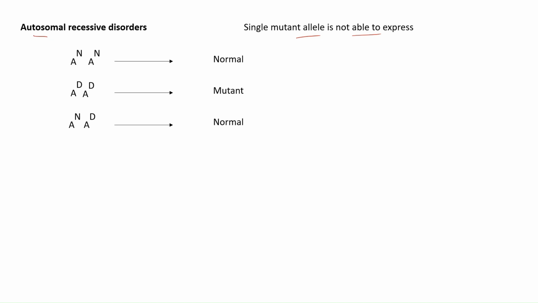Now for this, when both the alleles are normal, the individual will be normal. If both the alleles are defective, in that case, the individual will get the disorder or disease. And if one allele is normal and one allele is defective, in that case also the individual will be normal because this is a recessive disorder.